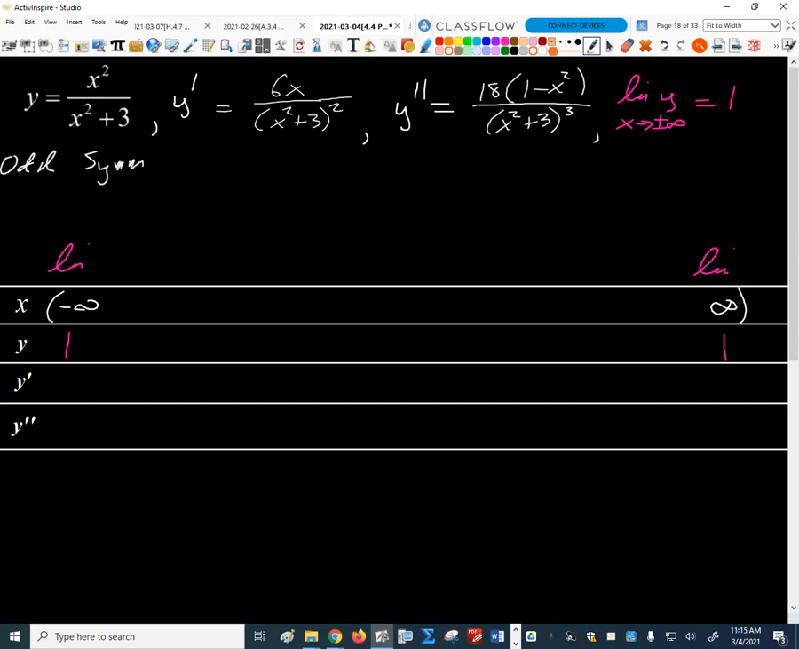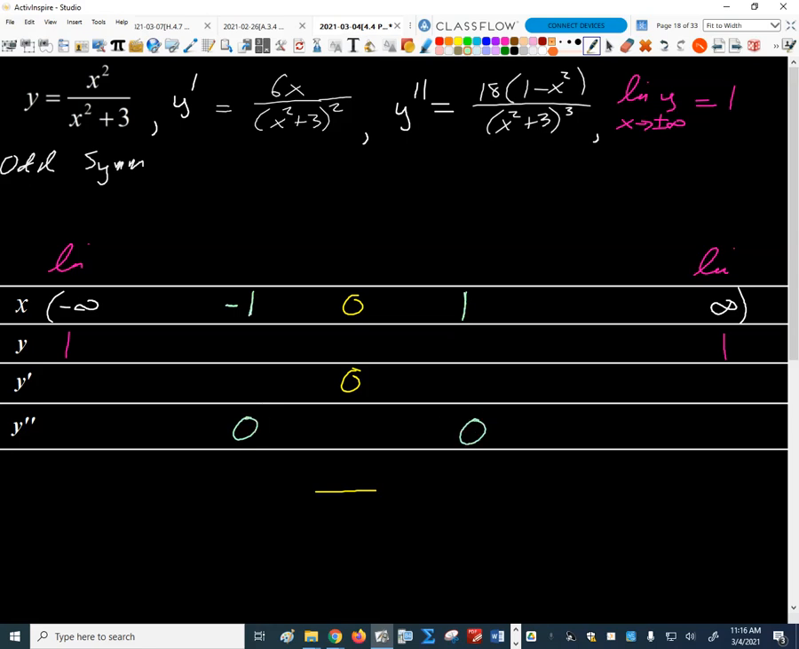Okay, and our critical numbers. 0 was our critical number for the first derivative. It was a 0 for the first derivative, so we get a horizontal tangent. And plus and minus 1 were our critical numbers for the second derivative, the zeros of the second derivative.